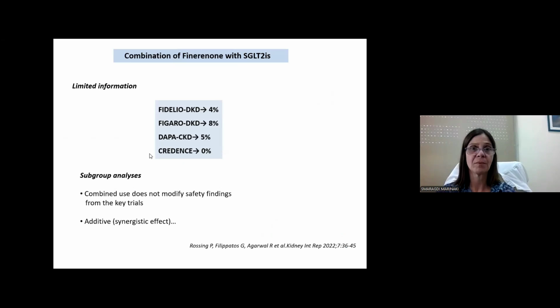As for the combination of finerenone with SGLT2s, there is limited information. The big SGLT2 RCTs had low numbers of patients that took finerenone and SGLT2 inhibitor. But the first subgroup analysis showed that the combined use does not modify safety findings from the key trials. And they also suggest that there might be a synergistic effect, as we all expect.